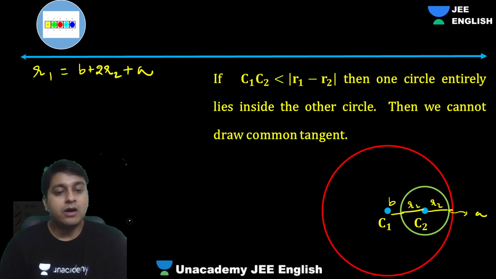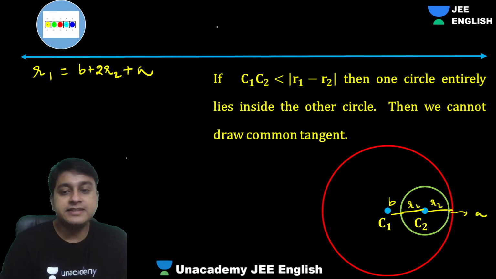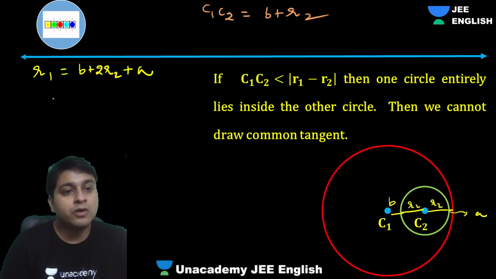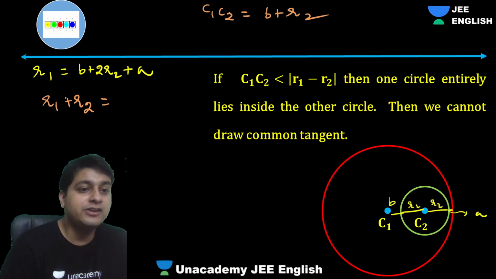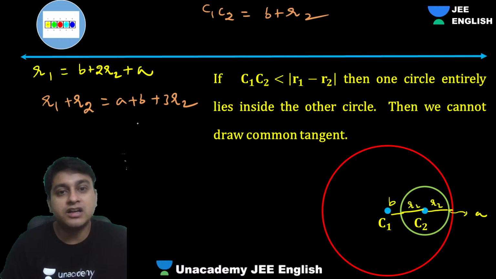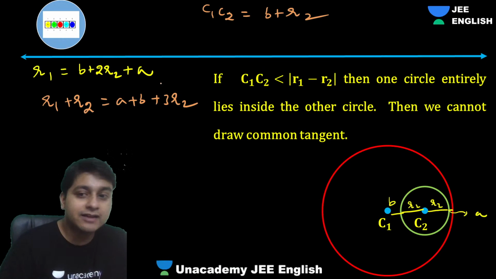Great. Now, what is C1C2, the distance between the centers? That is coming as B plus R2 this time. Okay, what about R1 plus R2? That will be huge. Now, if you add R2, you will be getting A plus B plus 3R2. So, guys, this is no doubt a huge value, more than this, right? R1 plus R2 will be more.